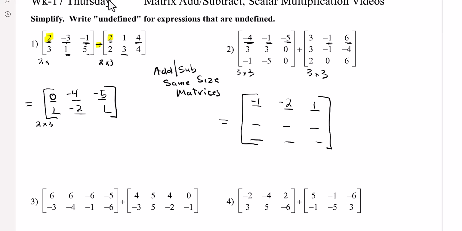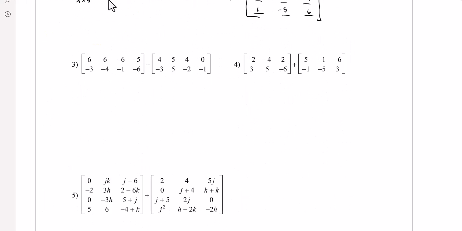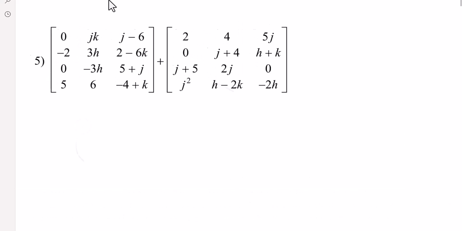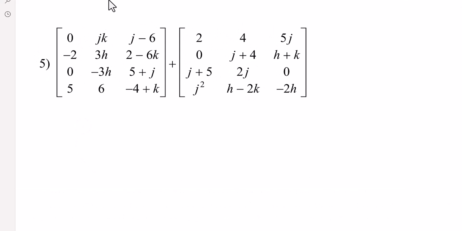Now we're going to be on the middle row. 3 plus 3 is 6. 3 plus -1 is +2. 0 plus -4 is -4. Now we're on the lowest row, the third row. -1 plus 2 is 1. -5 plus 0 is -5. 0 plus 6 is 6. So pretty easy.